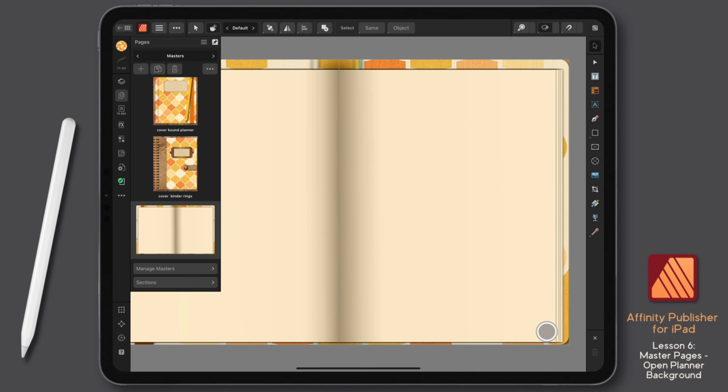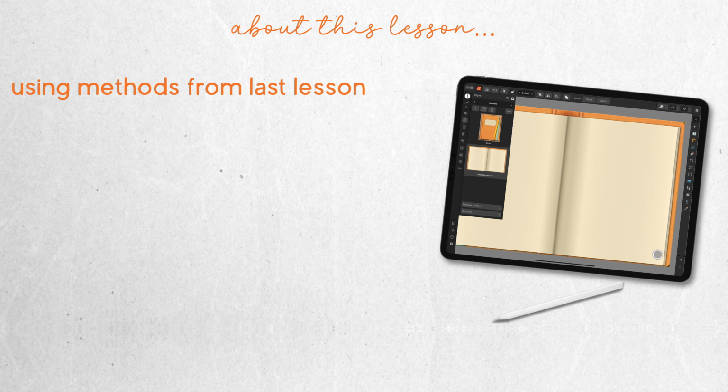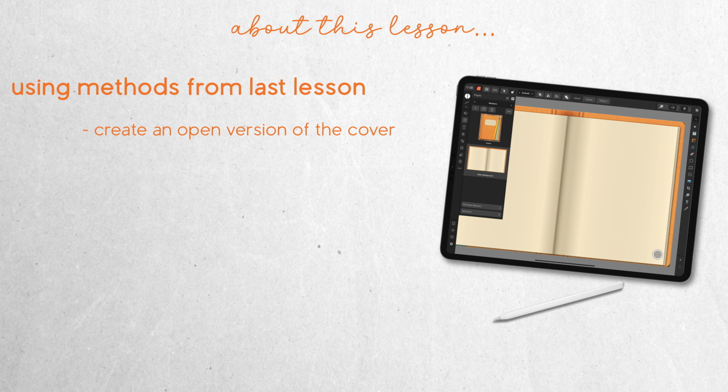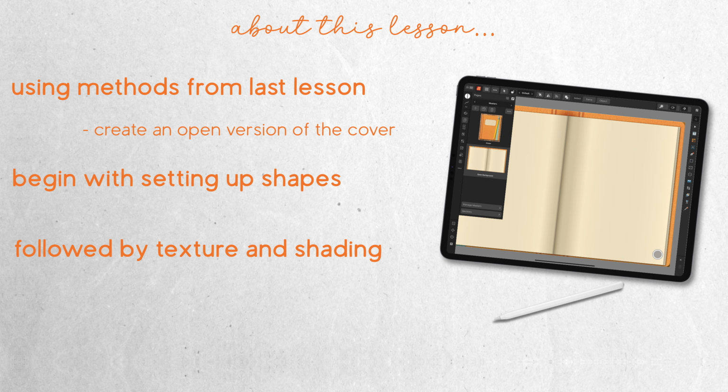Everyone, welcome to the third of 3 lessons on using master pages to create digital planners and journals in Affinity Publisher for iPad. In this lesson, we're going to use some of the same methods we used in the last one to create the open version of our planner. We're going to begin by setting up our shapes, and we'll follow it up with textures, shadows, and highlights for dimension.